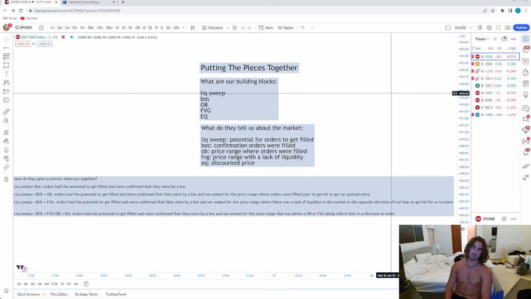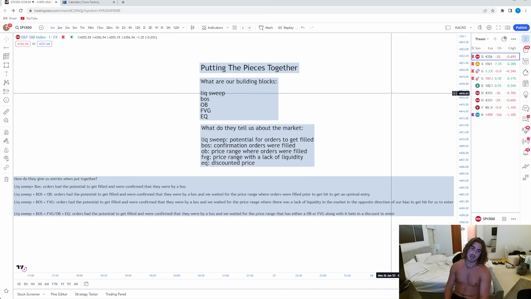Moving forward, what's another way for us to enter? We see a liquidity sweep, we see a break of structure, and we see a fair value gap get filled, okay? And these don't have to be simultaneous, right? You could see a liquidity sweep, a break of structure, you miss the order block entry, price trends lower, and then you see a fair value gap that you enter off of, okay?